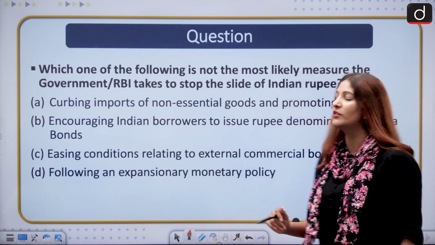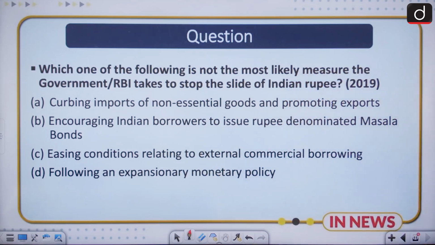So this is a prelims question. Answer this correctly. I will take your names, whoever has answered it correctly. Which one of the following is not the most likely measure the government or RBI takes to stop the slide of the Indian rupee? This is a question from the 2019 prelims.